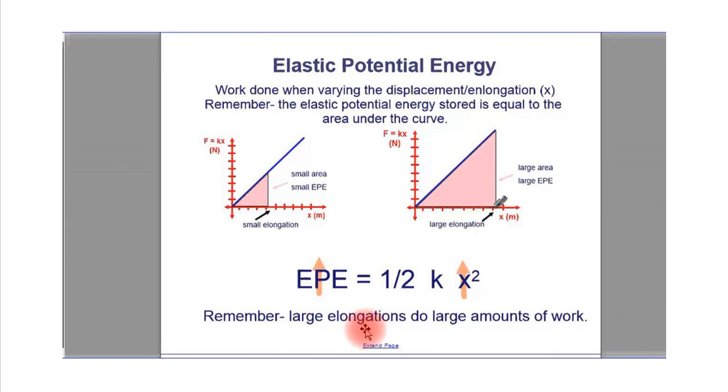Remember, large elongations do a large amount of work. When x is greater, the elastic potential energy is also greater. So large elongation does a large amount of work. Okay, so this is the work done when varying the displacement or elongation x. This is the graphical proof of the expression for elastic potential energy. Very simple.